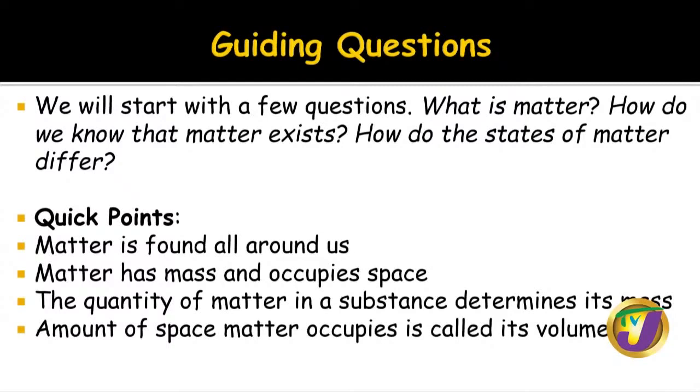Now, mass refers to the amount of matter in a particular material or substance, and the space that it occupies is referred to as the volume. So, it is easy to show that solid substances have mass and occupy space.